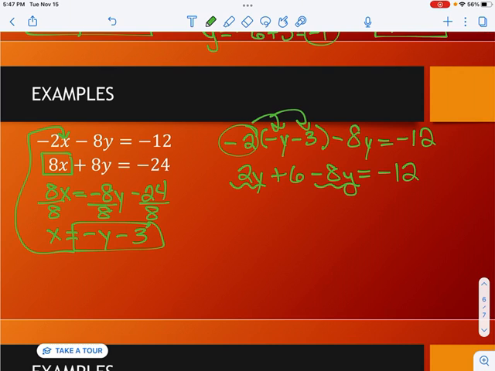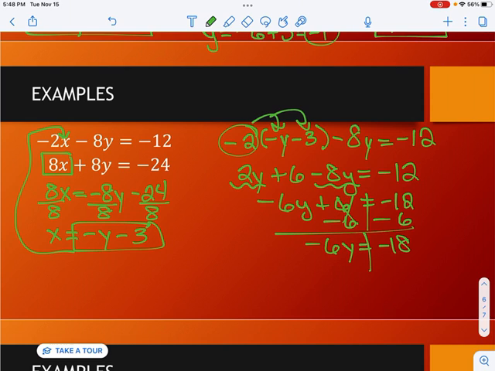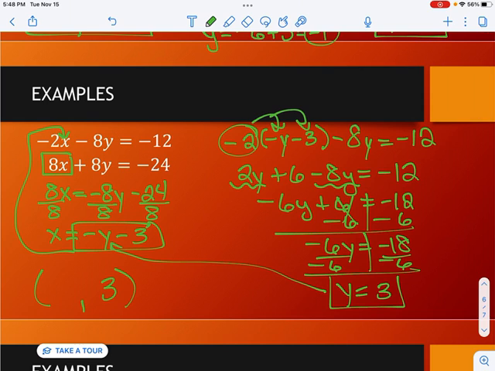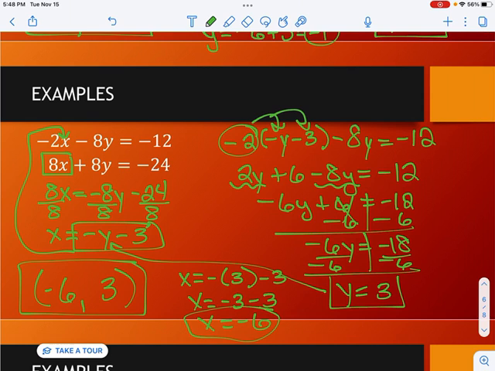So now I'm going to combine my like terms. 2y minus 8y is a negative 6y plus 6, and that equals a negative 12. I'm now going to subtract 6 from both sides. I get negative 6y equals negative 18. I'm going to divide that by a negative 6, so y would equal 3. So now the first thing I know is my y value is 3. I take that, plug it in. So x is equal to negative of 3 minus 3, so that would be negative 3 minus 3. So x must equal negative 6, and that would be the solution.